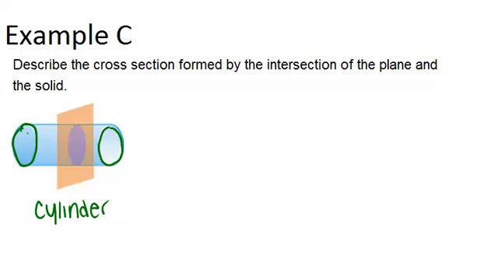And the cross-section is sort of a vertical cross-section straight down the middle. And so we can see the cross-section right here is just going to be a circle, just like it would be at any point, as long as it's cut straight up and down. So the cross-section will be a circle.